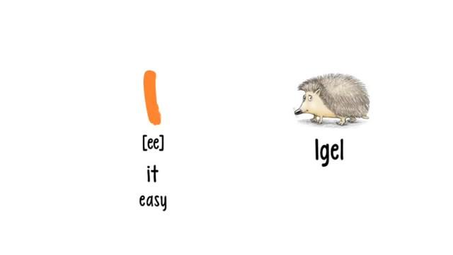The next letter is I, which is pronounced like, in the short form, it. In the longer version, it's pronounced like the E in the word easy. The German word with the letter I is Igel, which means hedgehog.